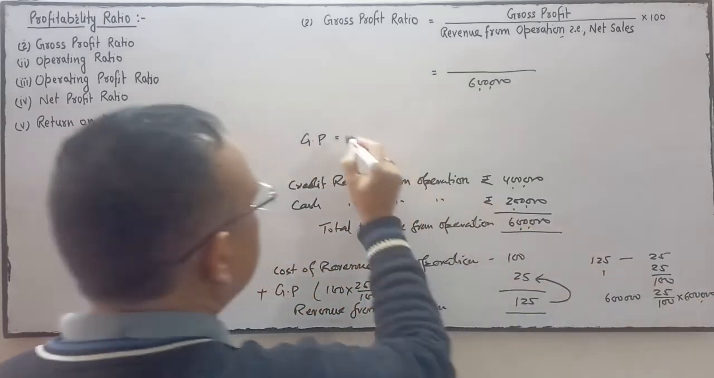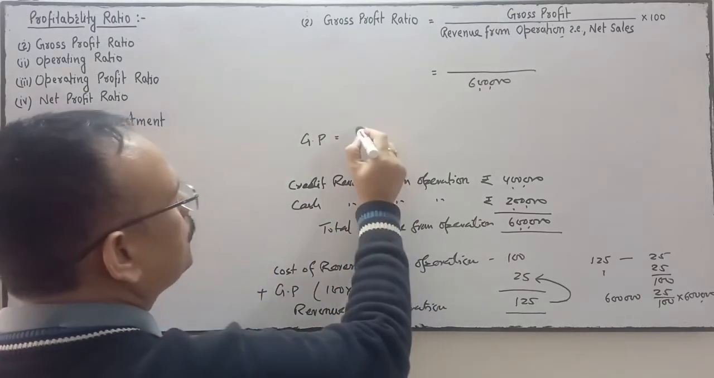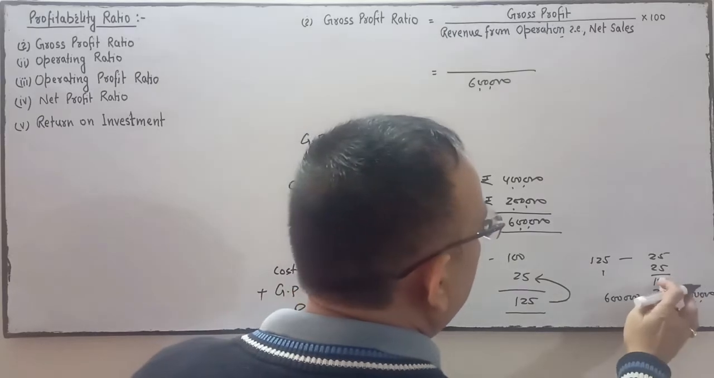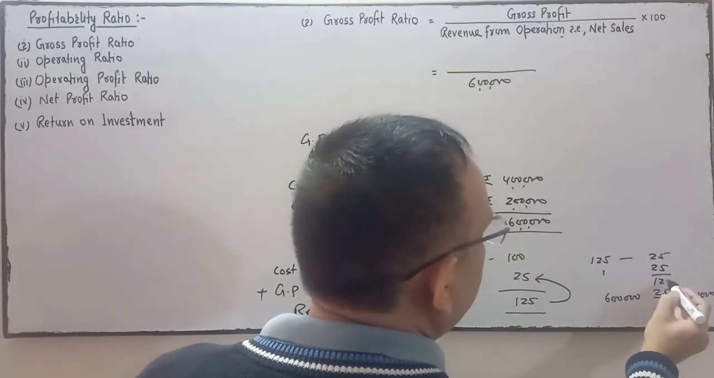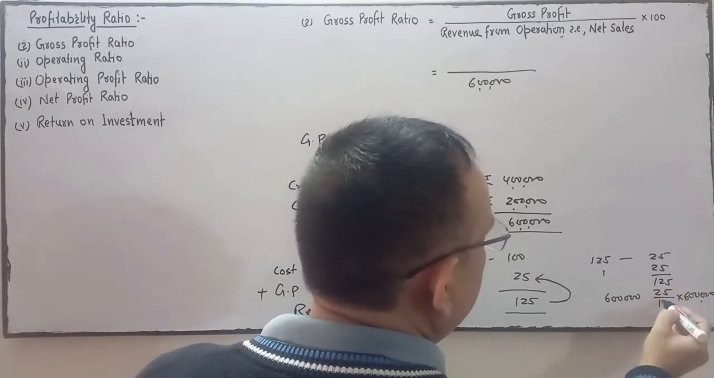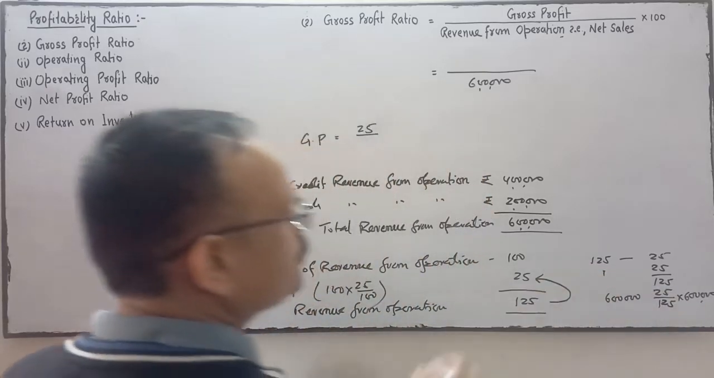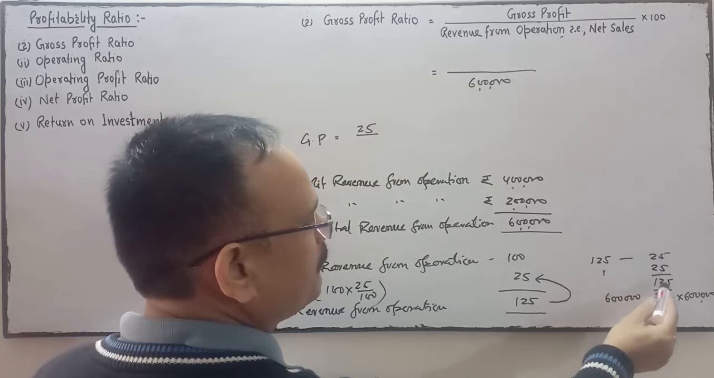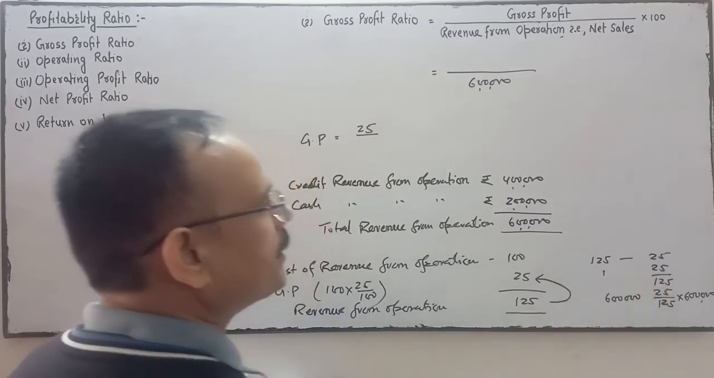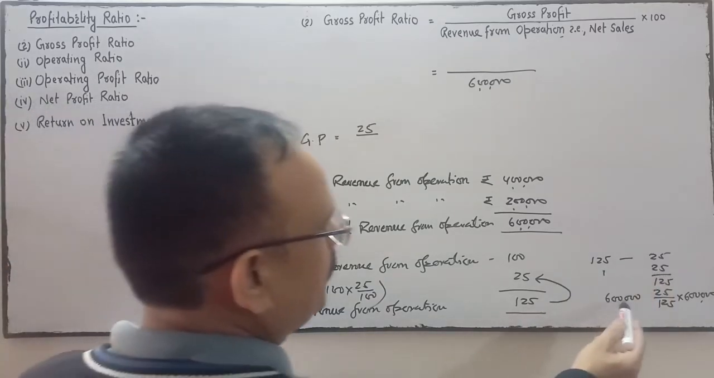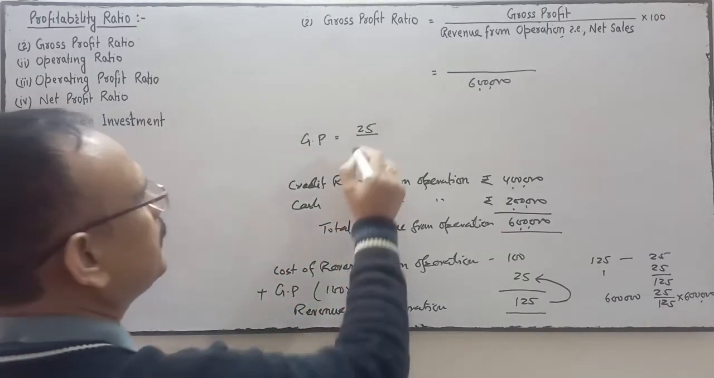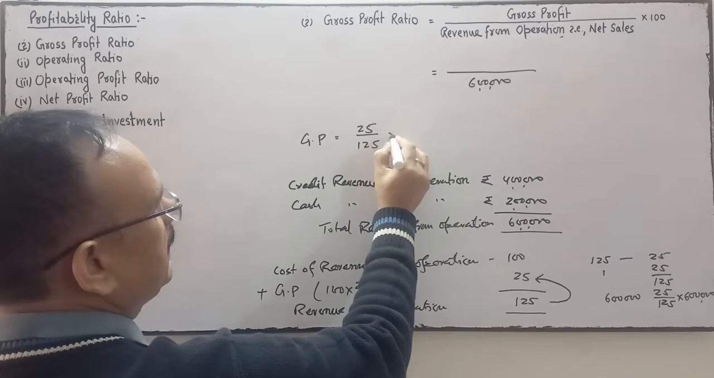So you can write it, gross profit ratio is equal to 25 upon, sorry, this is 125. When the revenue from operation is 125, gross profit is 25. When the revenue from operation is 6 lakhs, then it will be 25 upon 125 into 6 lakhs.